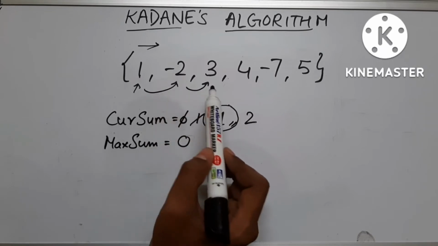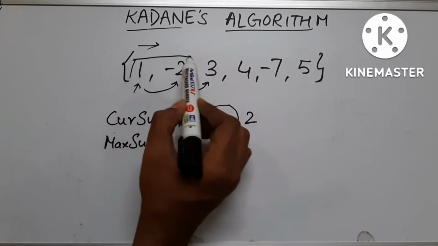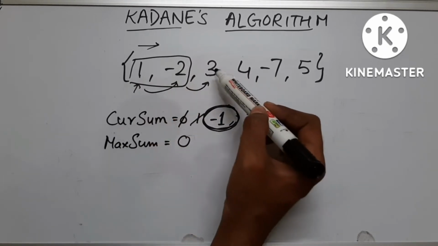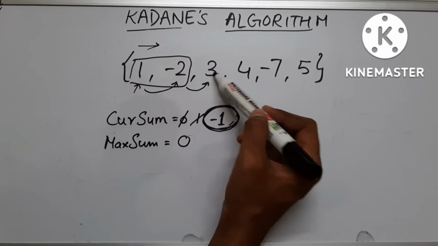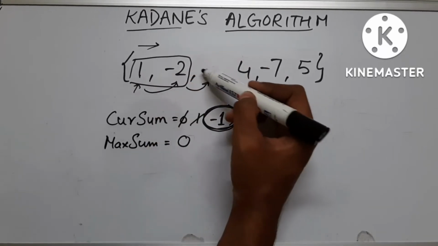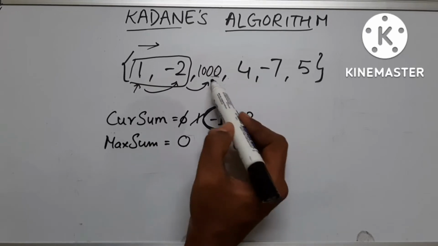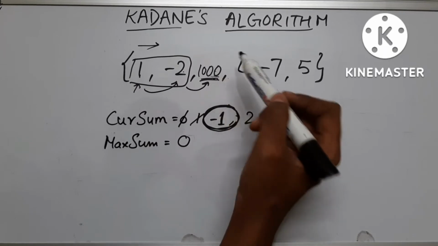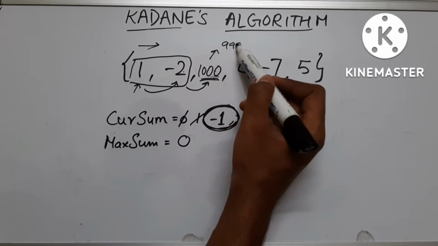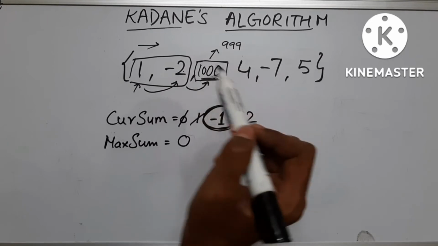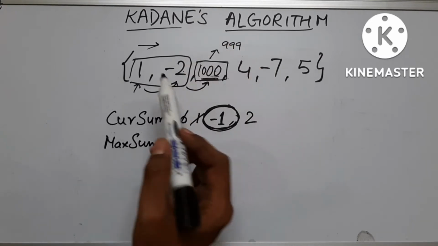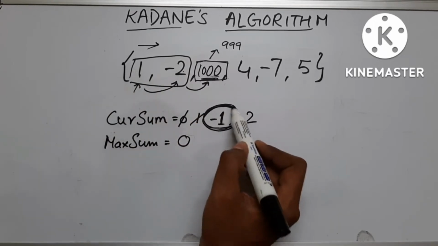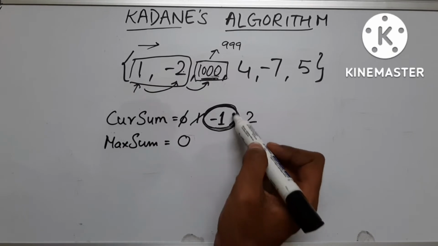So you can see that the sum of these two elements is a negative value. Since it is a negative value, however large this value is, let's say this value is 1000, even if it is as large as this number, this minus 1, when we add to this 1000, is going to become lesser than its actual value. So what Kadane's algorithm says is, when you are traversing and adding each element to each other, whenever you find a negative value, it means you can discard it.